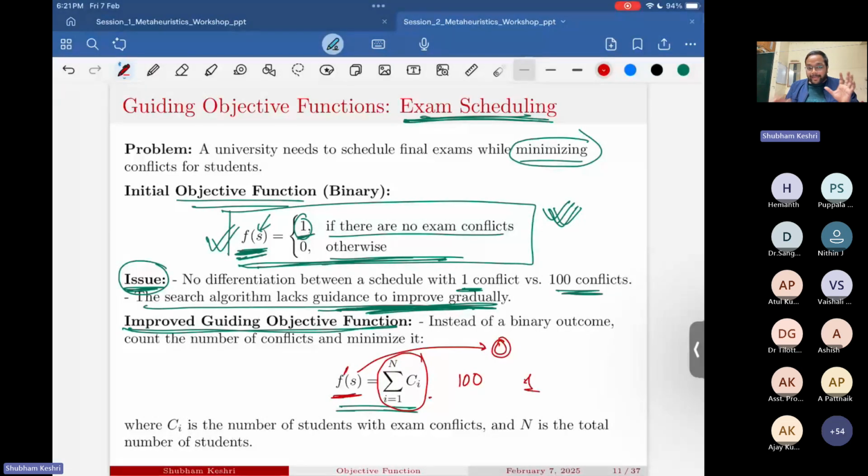Now if you have a solution with 100 conflicts and there is a solution with 9 conflicts, you can say, okay, this 9-conflict solution looks better. Move from the 100-conflict solution to a solution where there are 9 conflicts. From there you can move to a solution with 4 conflicts, and from there maybe 2 conflicts, then 1 conflict, then 0 conflicts. So you can guide the search using this objective function, not the previous one. This is what I mean by a guiding objective function. You may need to modify your objective function to improve the search process. Is it all right?